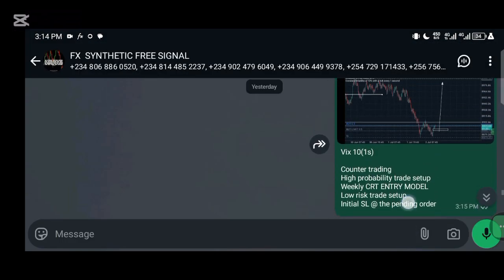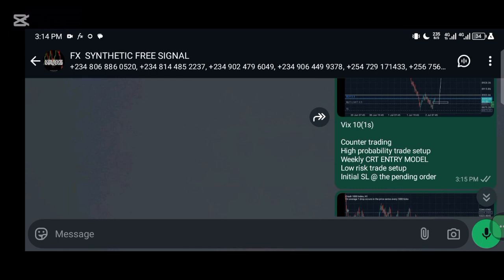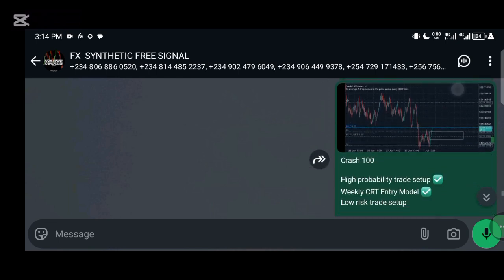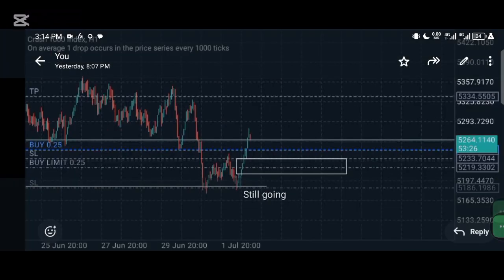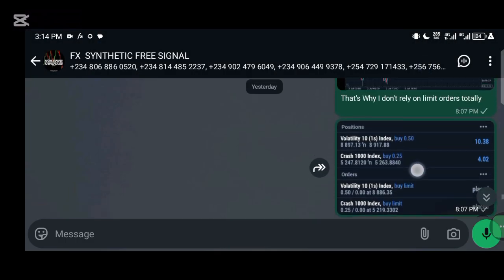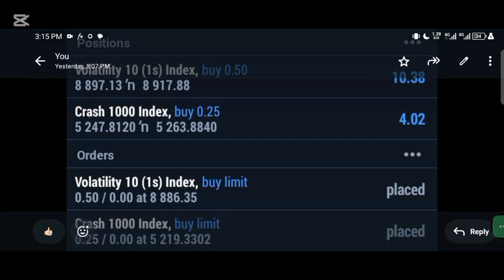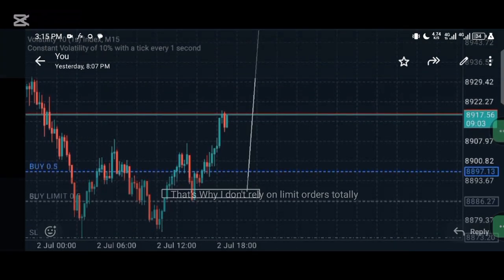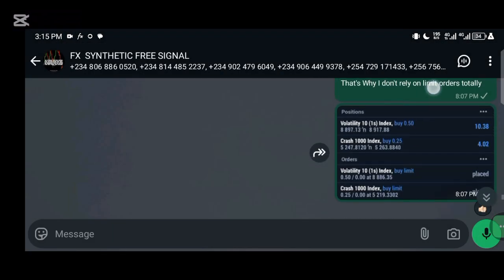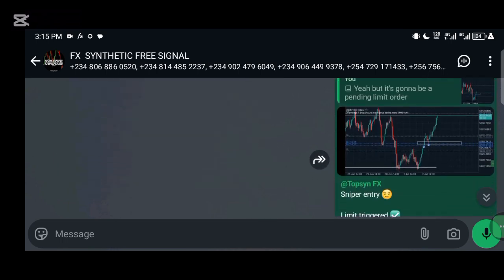I also shared this one, VIX 10 1s counter trading high probability trade setup, weekly CRT, same CRT entry model. So do well to watch, because they are actually paying off. If you look at this, it's Crash 1000, and you can see what it did there. This was the profit I made as at the time I entered the trade. So the CRT entry model is something that is really working, and VIX 10 has already hit TP, so there was no time to do a video on that. That's why I'm doing it on Crash 1000.